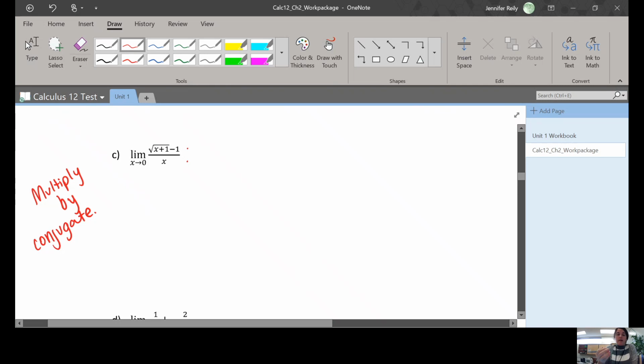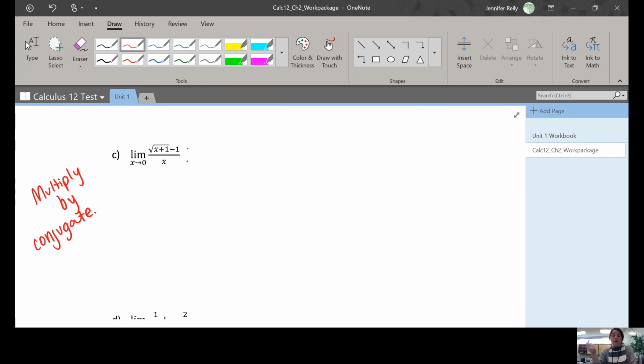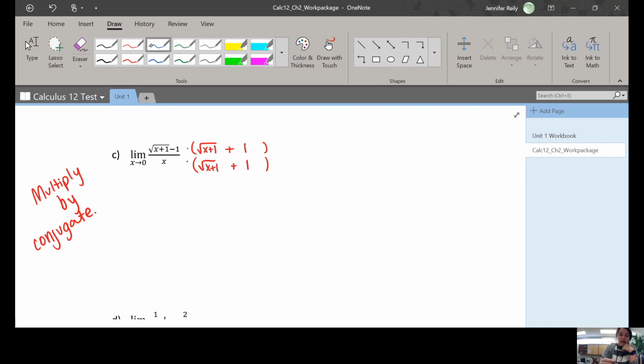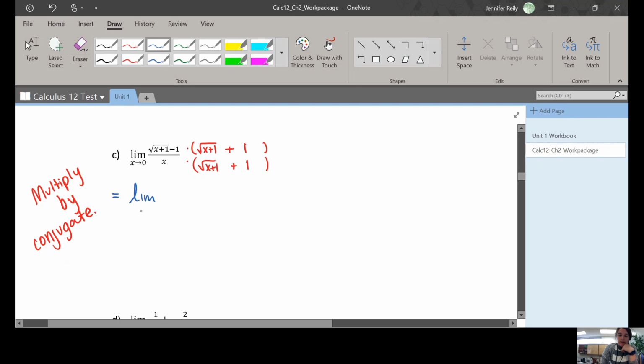So we're going to multiply the numerator and denominator of this fraction by the same thing. That way we're not changing the actual function because technically you're multiplying by 1 then. And what you want to multiply by is the same square root term, but then the opposite sign of the constant term. So instead of square root of x plus 1 minus 1, we'll do square root of x plus 1 plus 1. And we'll see why we do that in a second. Okay, so the next step, still write the limit. We haven't evaluated yet. We're going to expand the numerator. So we're going to FOIL it out.